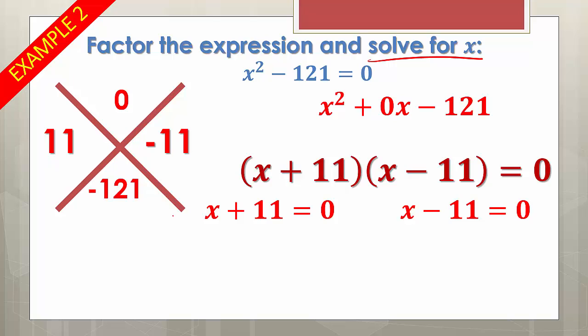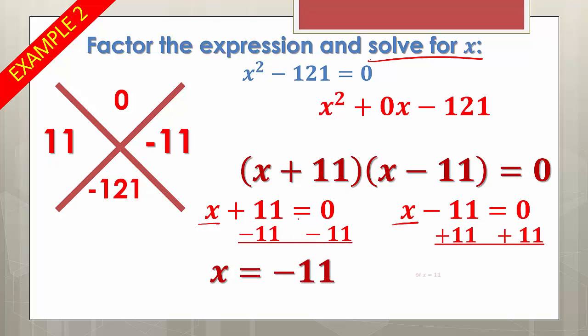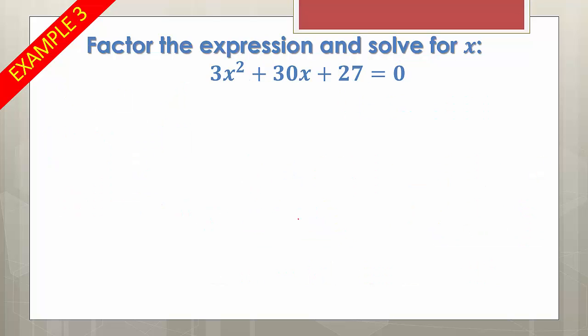And then we're just going to solve for x, which means these x's stay put, these constants got to go bye-bye to the other side of the equation. So we subtract 11 from this one from both sides, add 11 to this one on both sides, and that gives you your answer. That's how we solve for x.